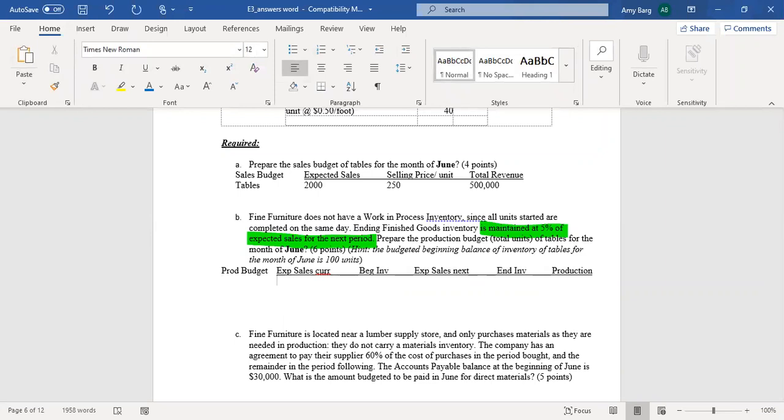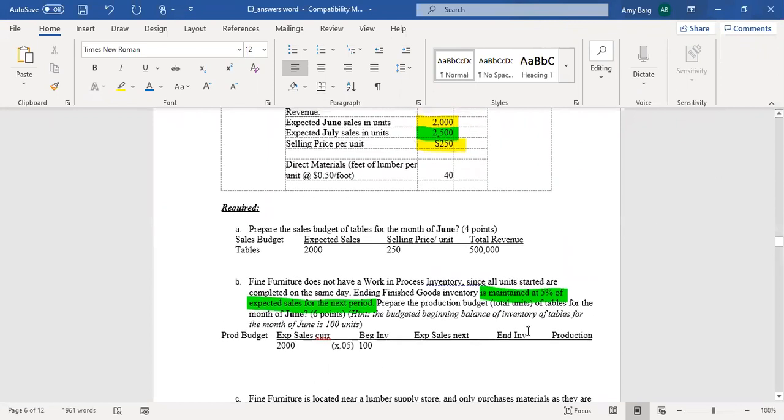So the expected sales for June were 2,000. And then if we multiply that by 0.05, because it's 5%, we'll get that we should have a beginning inventory of 100. We have an ending inventory, which is going to be the beginning inventory of the next. So the beginning inventory that we start with is 5% of what they expected to sell in June. So that's where the 100 comes from. And then for July, it was 2,500.